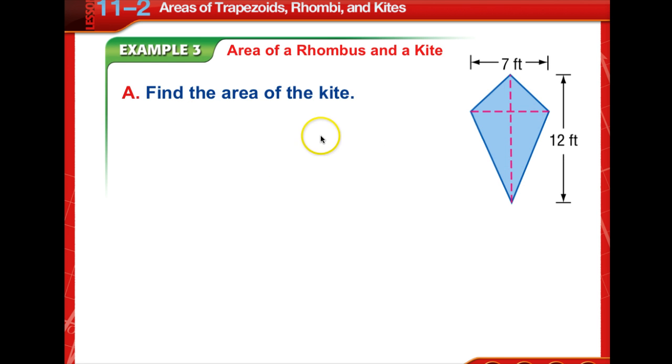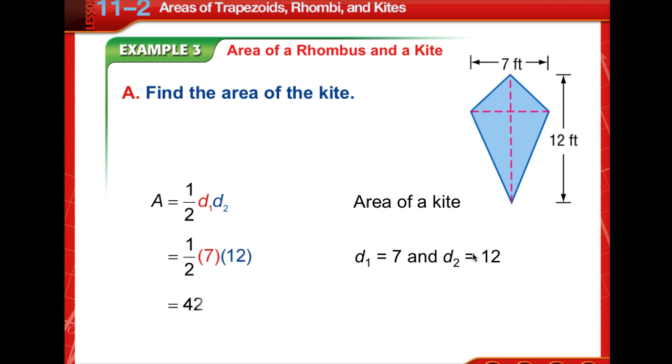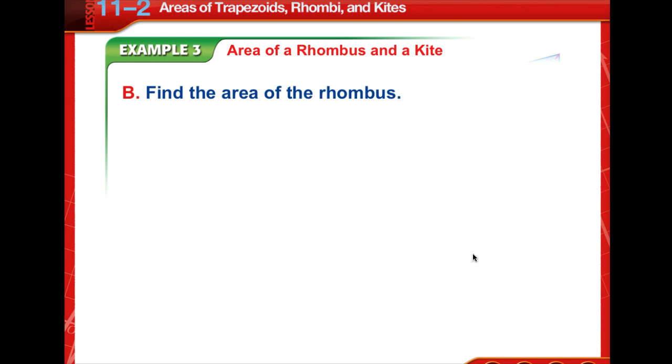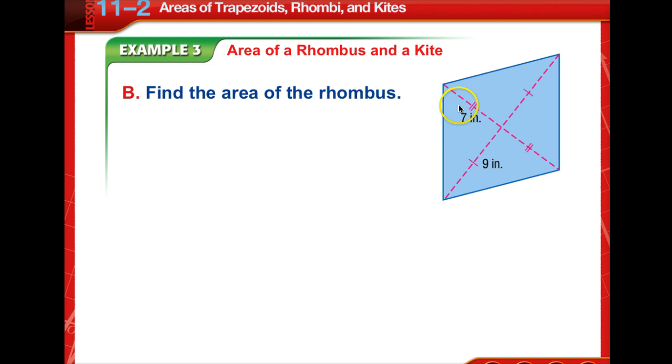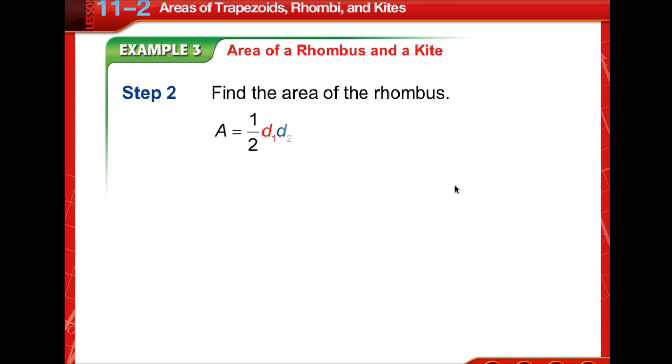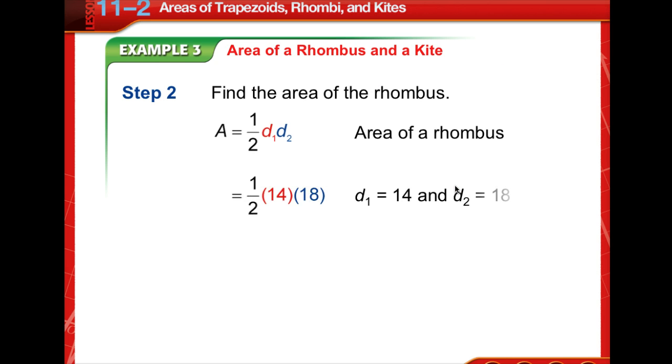So let's find the area of this kite. We know the area of this kite is 1/2 of the product of its diagonals, 7 and 12, so substitute in: 42 square feet. How about finding the area of the rhombus? Now notice that this 7 is just half of this side, so this entire diagonal will be 14. This entire diagonal would be 18. So 1/2 of the product of the diagonals, and the area of the rhombus is 126 square inches.